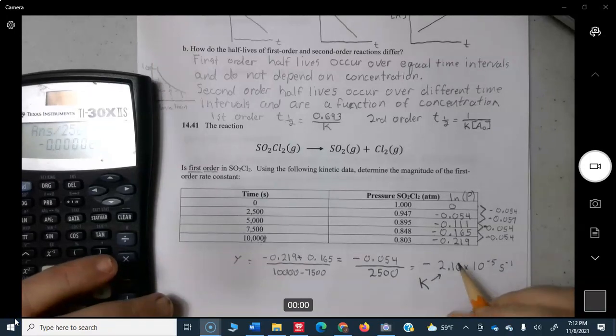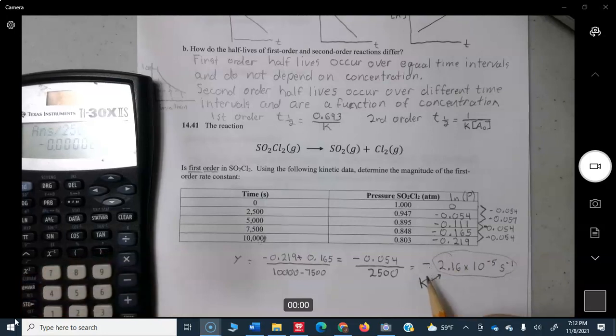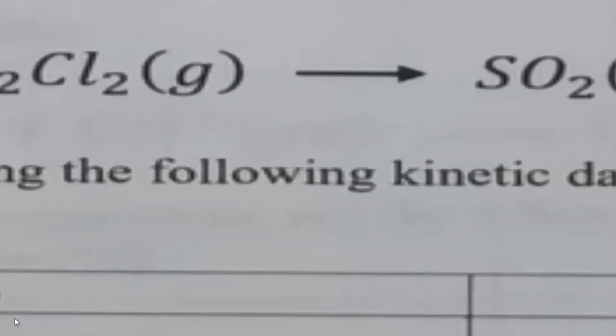Okay, the rate constant is the positive part. The slope is negative because it just is. That's the way it is with the first order, but the actual rate constant is the positive portion. 2.16 times 10 to the negative 5, 1 over seconds. Okay, let's move on to 1453.